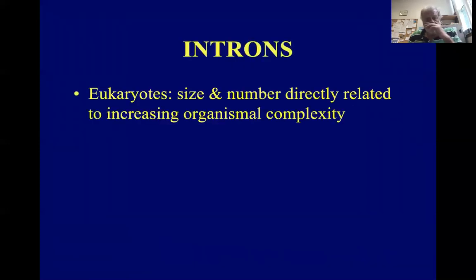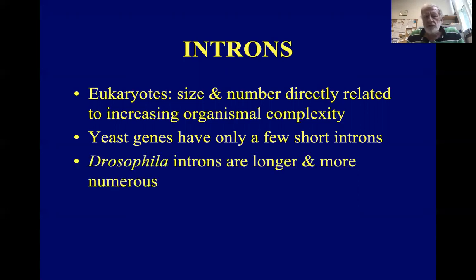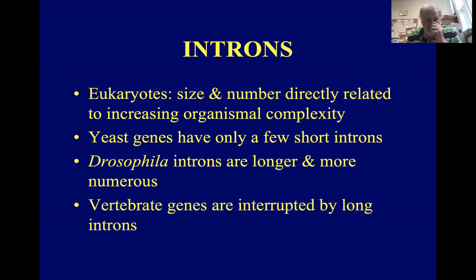So, in eukaryotes, the size and number of introns is directly related to increasing organismal complexity. Yeast, which are single-cell fungi, have only a few short introns. Drosophila, fruit flies, have longer and more numerous introns. And in us vertebrates, our genes are interrupted by very long introns.